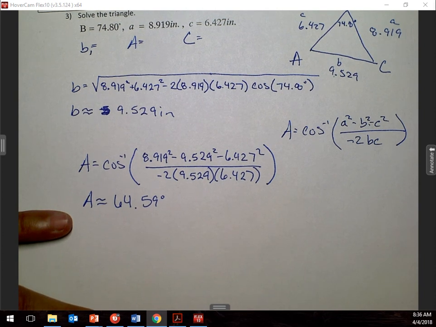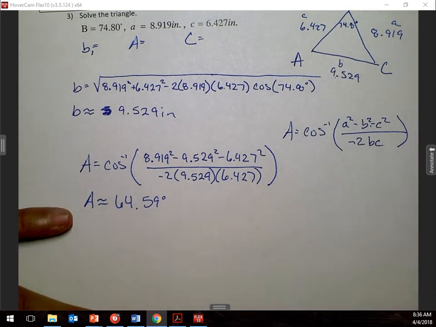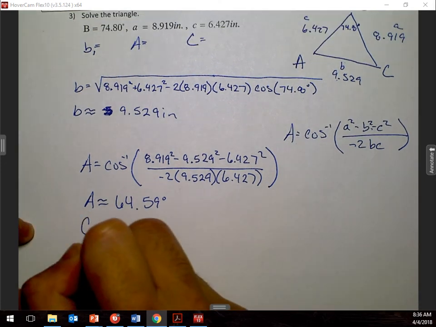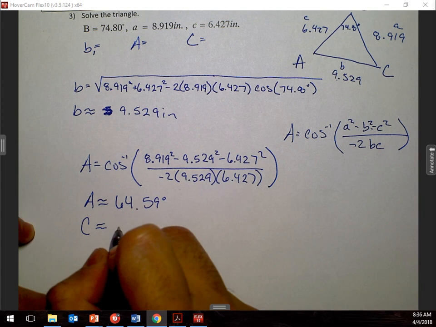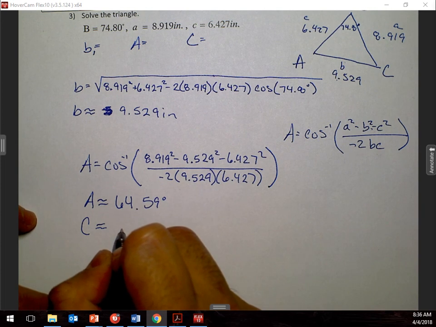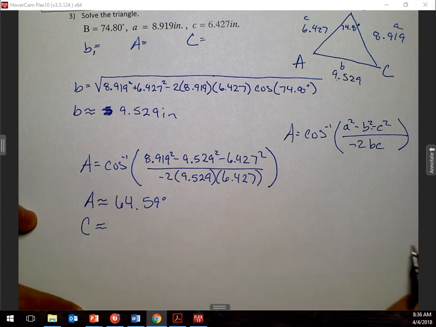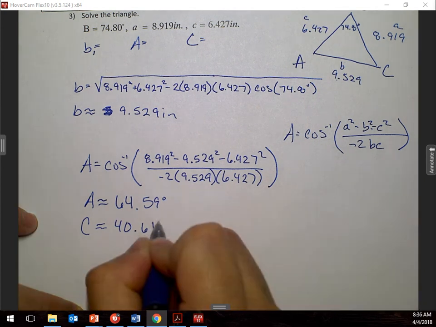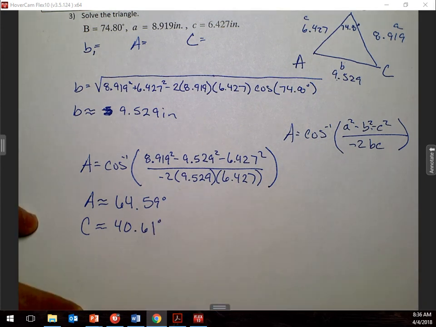So what can I do to find the third angle now? Just subtract from 180, right? 40.61. Yes. And all three of the angles that we have need to do what? Add up to 180. Yes, very good.